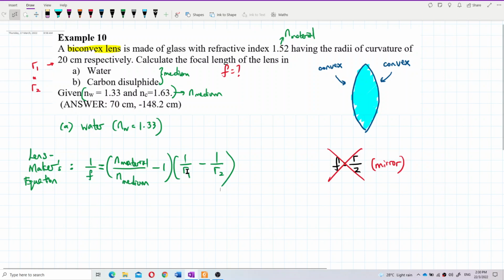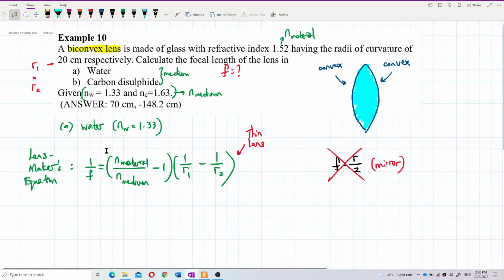Okay, so look at this one. This is for a thin lens. To find the focal length of a thin lens, we use this formula because it has two surfaces, two radii, R1 and R2, whereas a mirror only has one radius. That's why it's just a very simple R over 2. For a thin lens you cannot use R over 2. You must use 1 over R1 minus 1 over R2 and the whole Lensmaker equation.